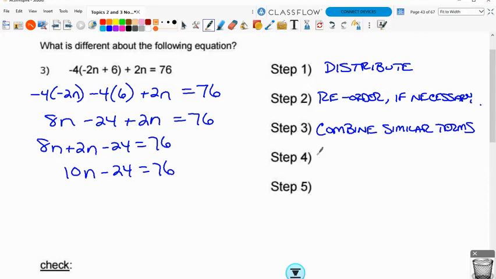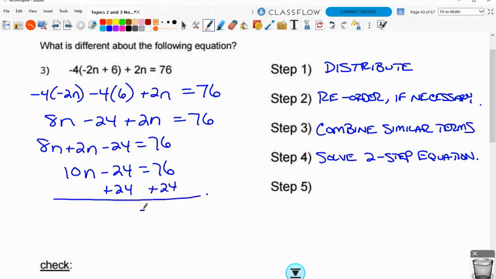So step number 4 now, we are going to solve the two-step equation. So we have to try to figure out how we are going to isolate that variable term 10n. It's got a negative 24 on the same side, so I'm going to have to add 24 on the left, which means I'm going to also have to add 24 on the right. Bringing the equal sign straight down, negative 24 plus 24 on the left is 0, leaving you only with 10n on the left. And on the right, 76 plus 24 leaves you with 100. 10n equals 100. But now we want the value of 1n.